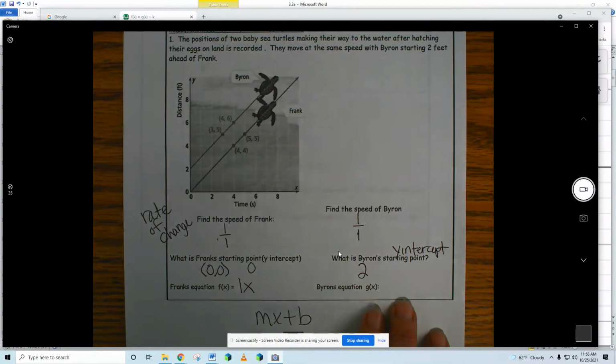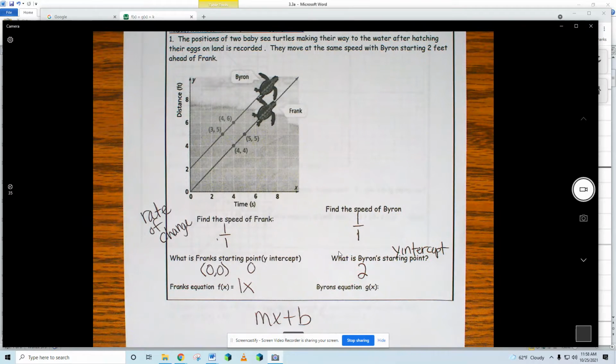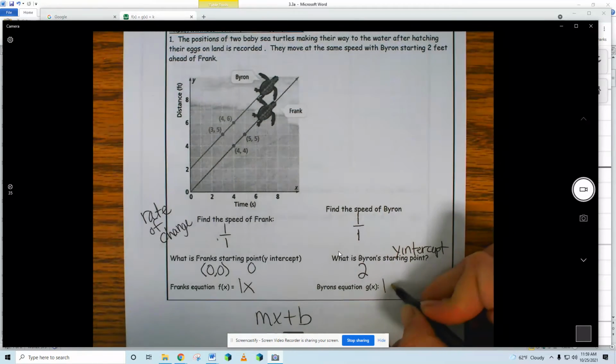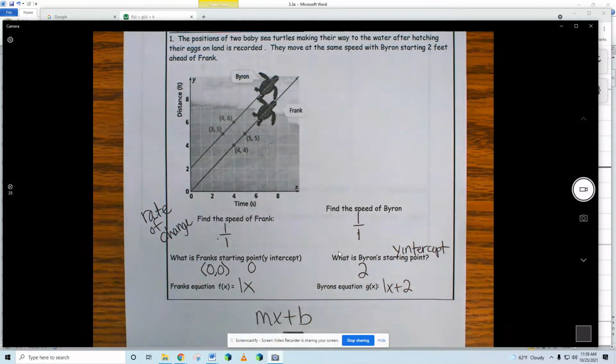So now let's do Byron. Someone else. Byron, go ahead. Good job. 1x plus 2. So that seems easy enough, right? Please notice that Byron is 2 higher than Frank. It's just a shift. I rose up just 2, but the line is exactly the same looking.